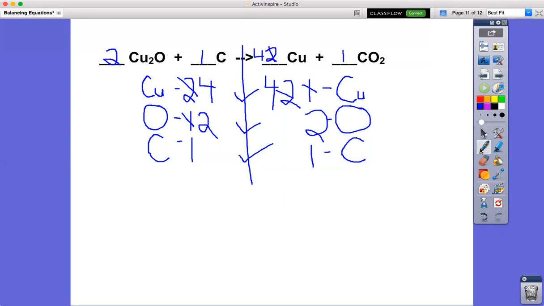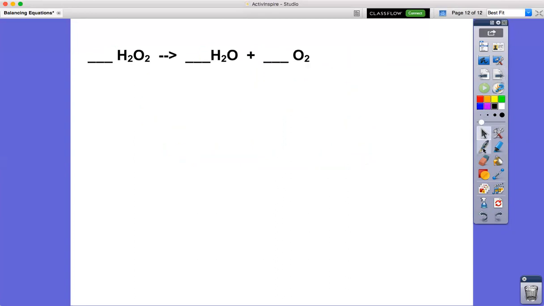Okay, let's do one more. All right. So draw a line. It looks kind of like the other one we did with water, doesn't it? But it's different. Okay, so we're going to draw our line. And then we're going to do our elements. We're going to write our elements down. We have hydrogen and oxygen. Now we're going to put them in the exact same order.